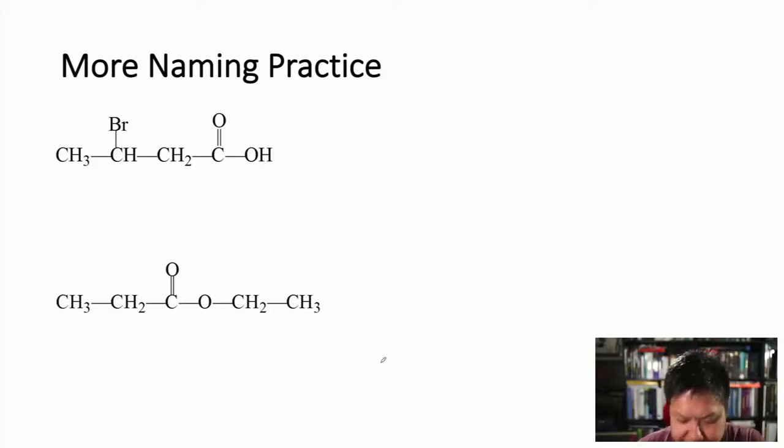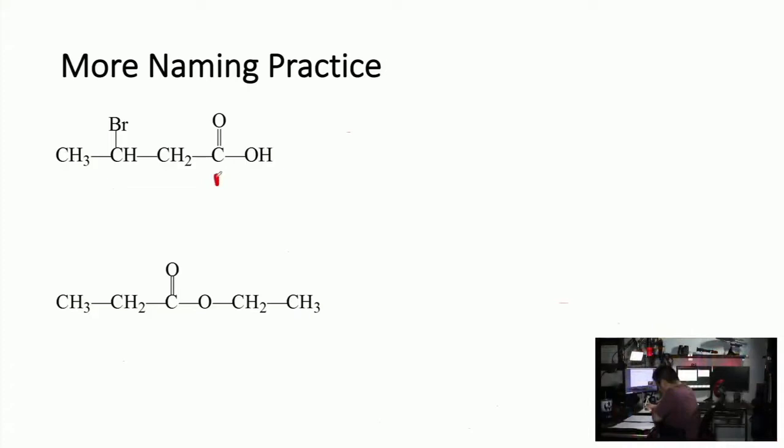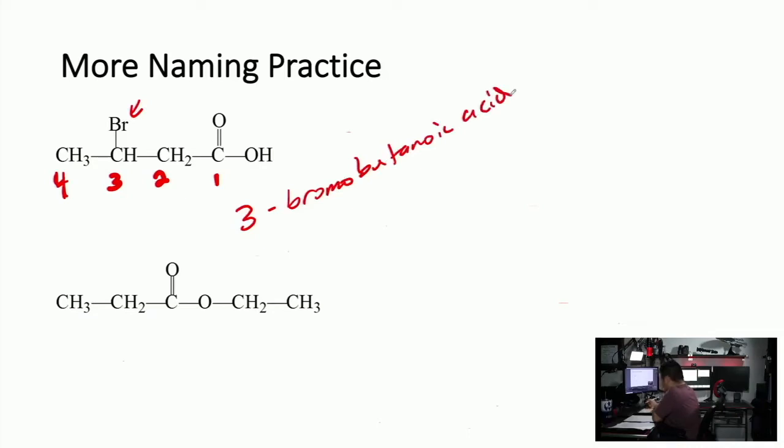Let's see here. Okay, so this is pretty simple, right? We have a butanoic acid, right? Because there are 4 carbons. One, 2, 3, 4. So that's a butanoic acid. And then on the 3rd carbon, there's a bromine. So what is its name? 3-bromobutanoic acid. All right.